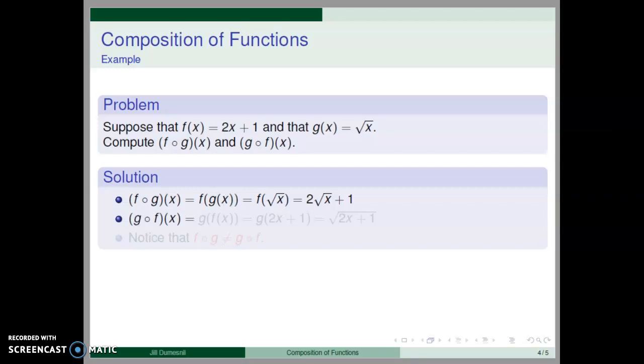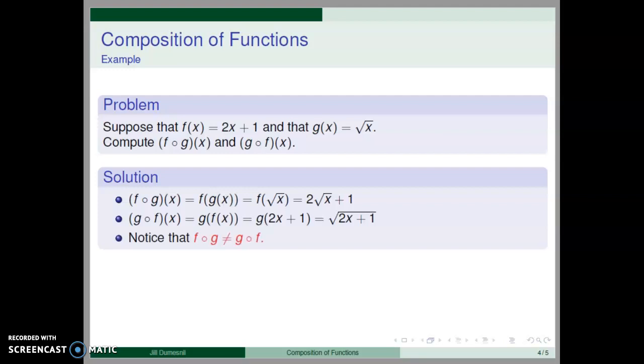We still need to compute (g∘f)(x). Using the definition of composition, we get g(f(x)). This time, we apply the f function first. Since f(x) is 2x + 1, we get g(2x + 1). Now we apply the g function to 2x + 1 by applying the square root. Therefore, (g∘f)(x) is the square root of the quantity 2x + 1.